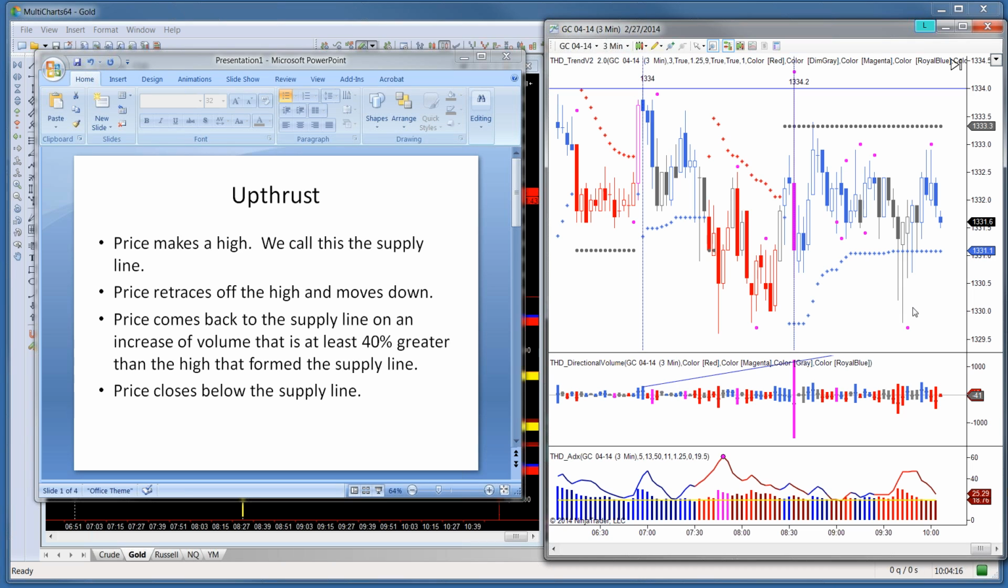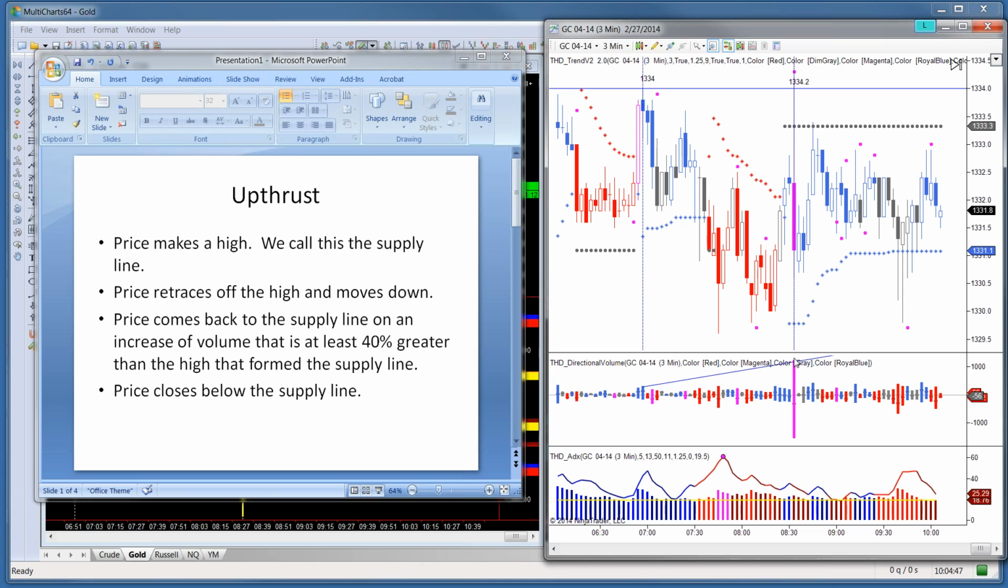Now, in NinjaTrader, we plot all of the buyers above 0. All of the sellers are below 0. So this is total volume. From the top to the bottom is total volume. But from the 0 line upwards would be buyers. Does everyone understand that? So when we look over here, we would say, yes, they definitely increased by more than 40%.